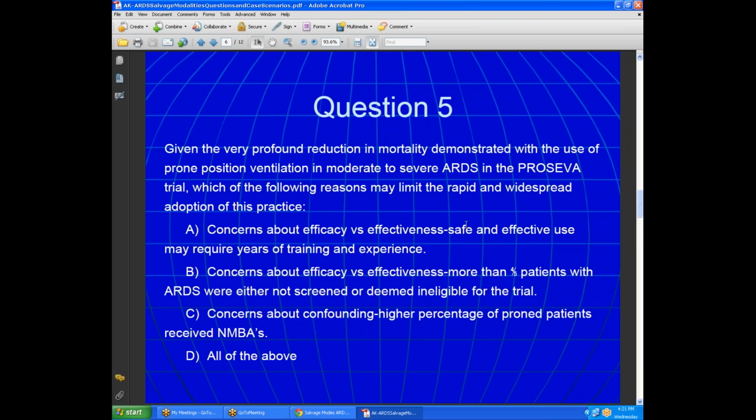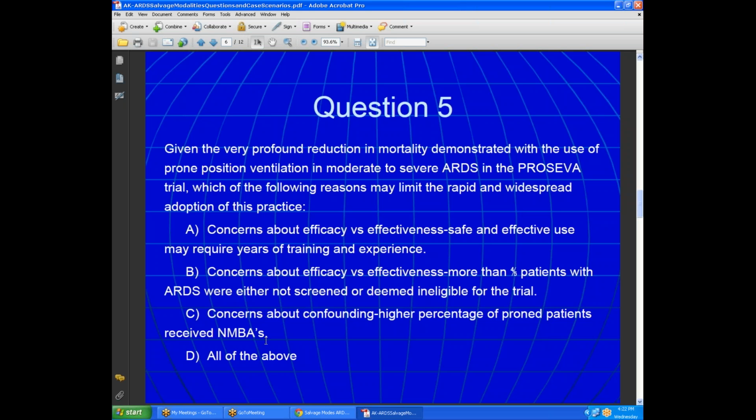A, concerns about efficacy versus effectiveness. Safe and effective use may require years of training and experience. B, concerns about generalizability. More than 4/5 of patients with ARDS were either not screened or deemed ineligible for the trial. C, concerns about confounding. A higher percentage of prone patients received neuromuscular blockers. Or D, all of the above.